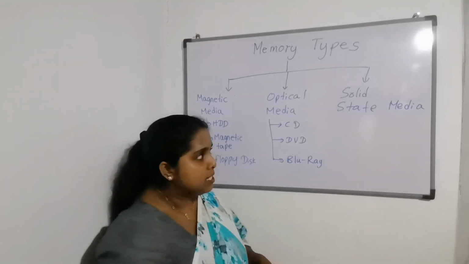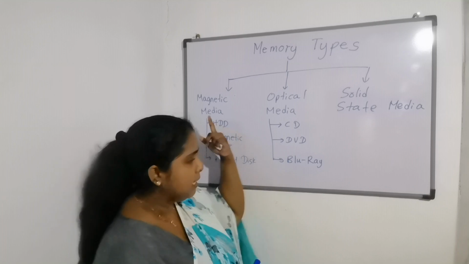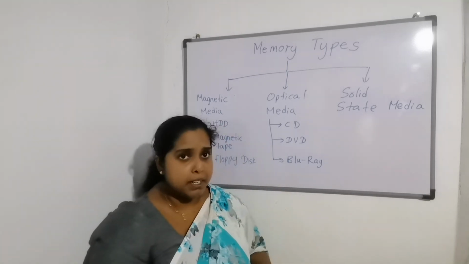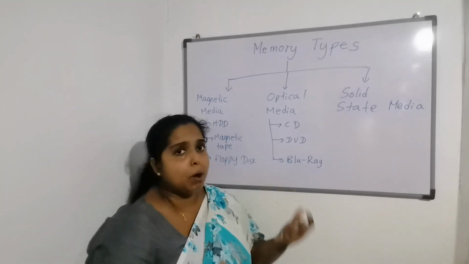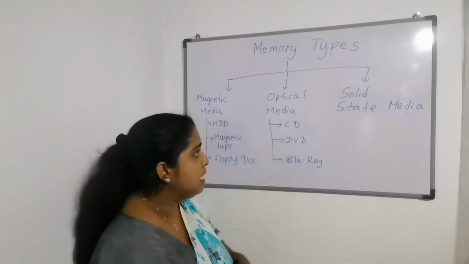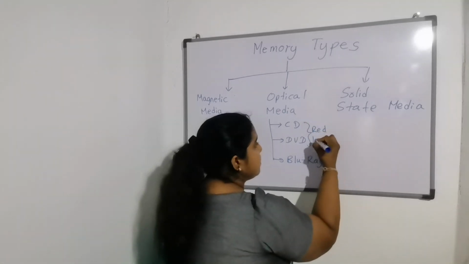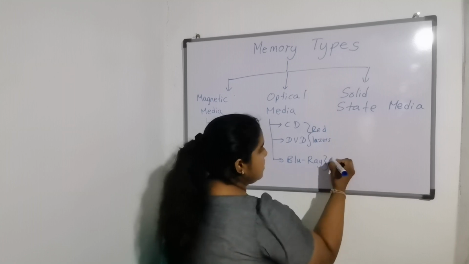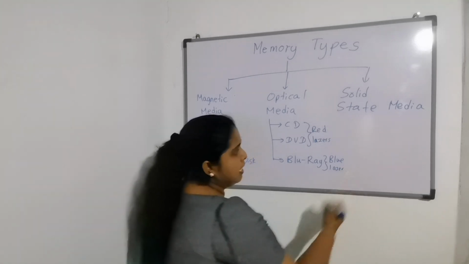Then what about the solid state media? Solid state means no moving parts. Magnetic media means data storage and retrieval will be done using magnetic fields. For optical media, we do the read-write operations using optical rays. Here for the CDs and DVDs we use red lasers. For the Blu-ray we are using blue color laser light.